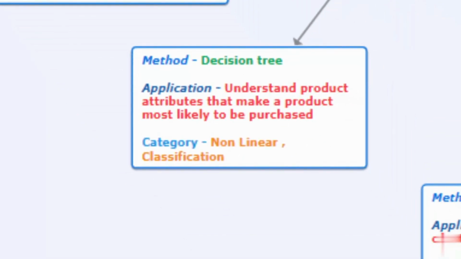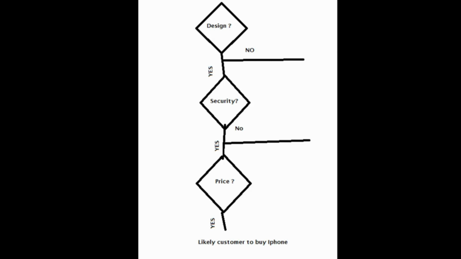The next example is a decision tree. This algorithm divides the data or information into as many decision tree branches as possible, finally arriving at a result. For example, let's say that you want to understand the attributes of people who buy an iPhone. So you would have decision number one: do they give design importance? If it is yes, then you would say, do they give security importance? If it is yes, then you would say they don't have a specific price point in mind. And if it is yes, then you would say that yes, this customer would buy an iPhone or is more likely to buy an iPhone.